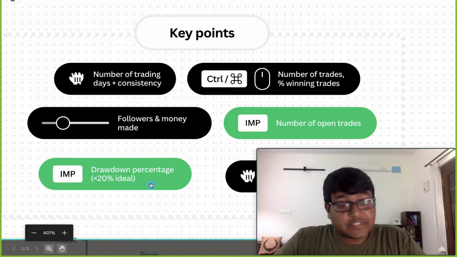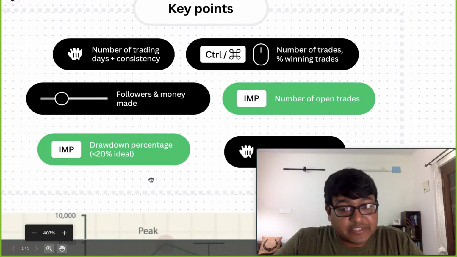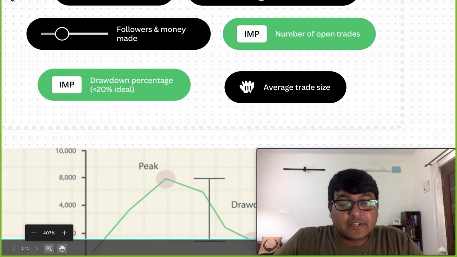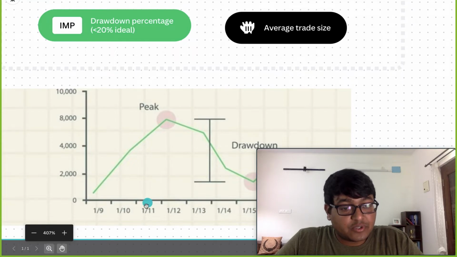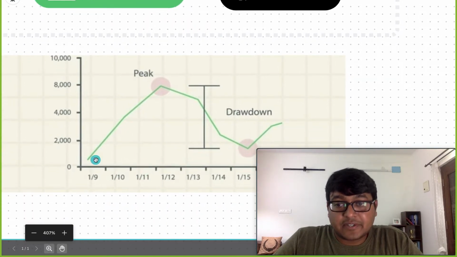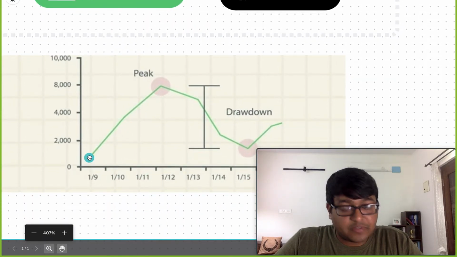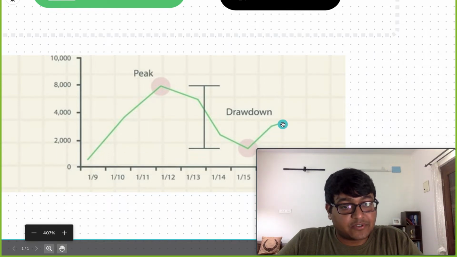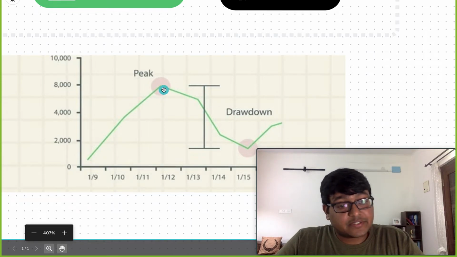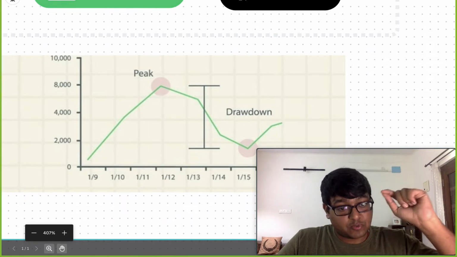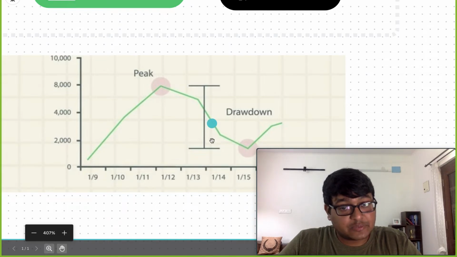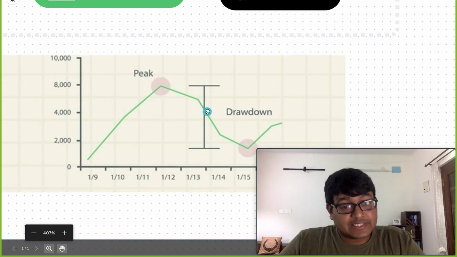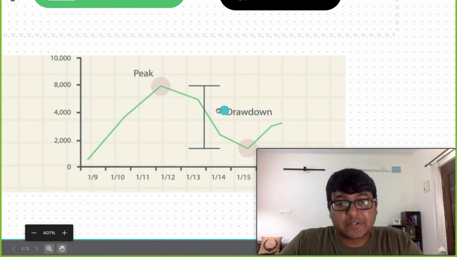Drawdown percentage. This is extremely important, that's why I've highlighted it in green. Less than 20% is ideal. What is drawdown percentage? Imagine a trader entered over here at this part of the curve, and let's say he exited here. What was the highest that particular stock or crypto moved, and what was the lowest? The difference between that is called a drawdown. This is a paper loss. It's not really an actual loss because it's not a loss till he exits it.